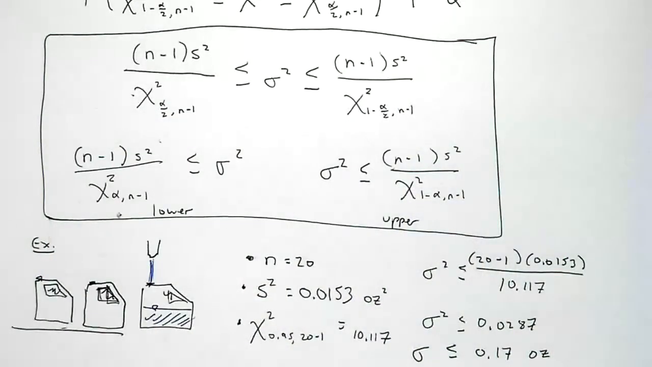What this tells me is that the dispersion that I can expect in my machine can be as big as 0.17 ounces. Now, whether or not that is problematic for my machine is up to you, the engineer, to determine. Are there any questions?